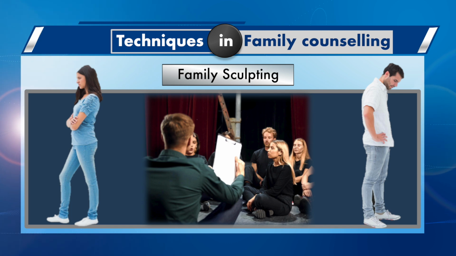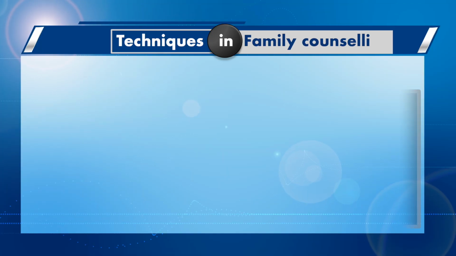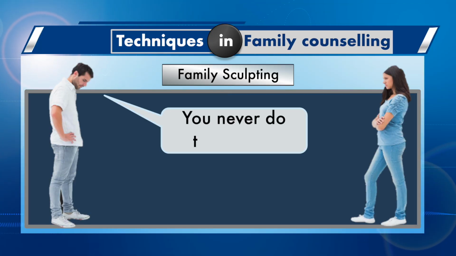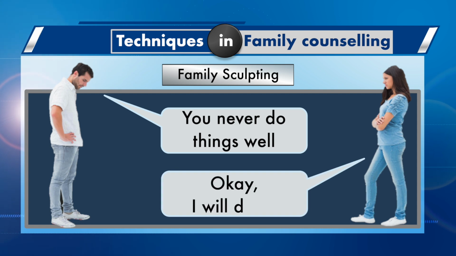Now this can be a non-verbal activity, or the sculptor can give particular dialogues to each of the family members. Suppose the father is perceived to be critical in nature by the person who is acting as the sculptor. So he can give a dialogue to his father, "You never do things well." Similarly, the mother might be always obeying the father. So she might be given the dialogue, "Okay, I will do so." So this is a way of depicting the family. It may or may not involve psychodrama.